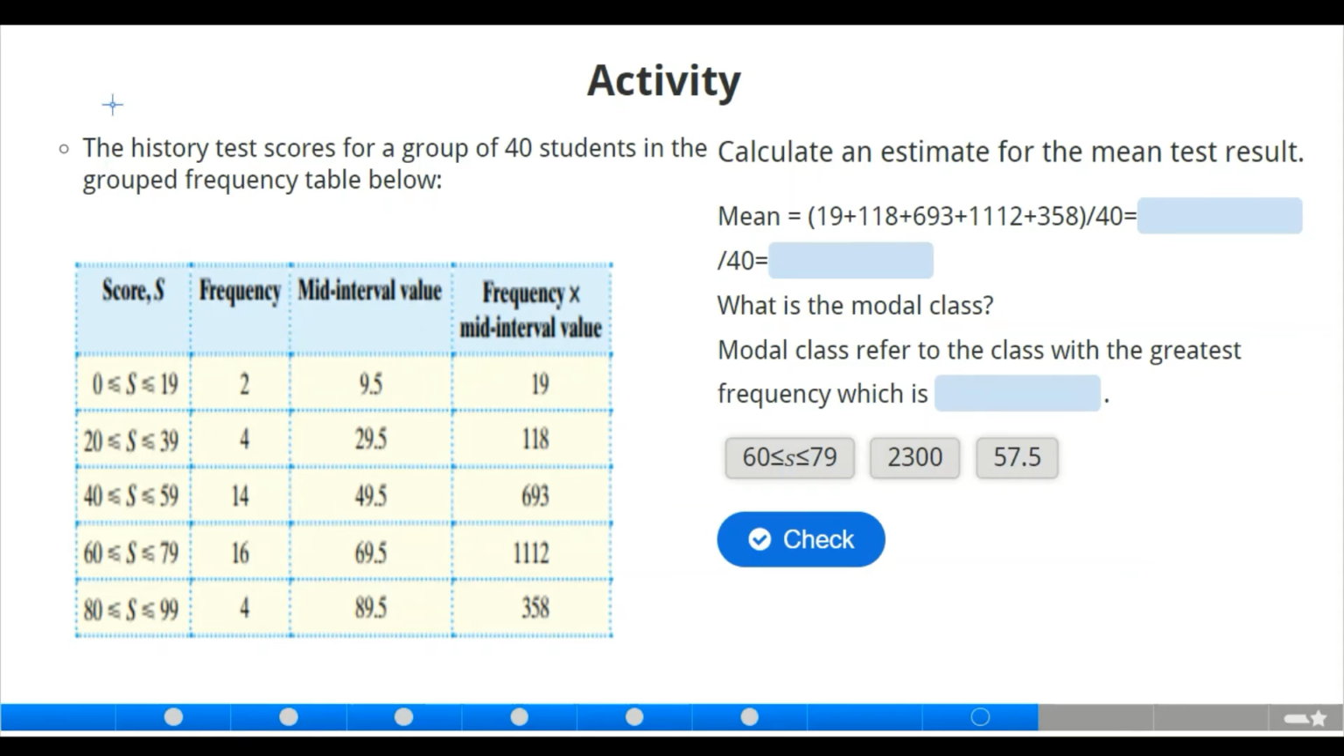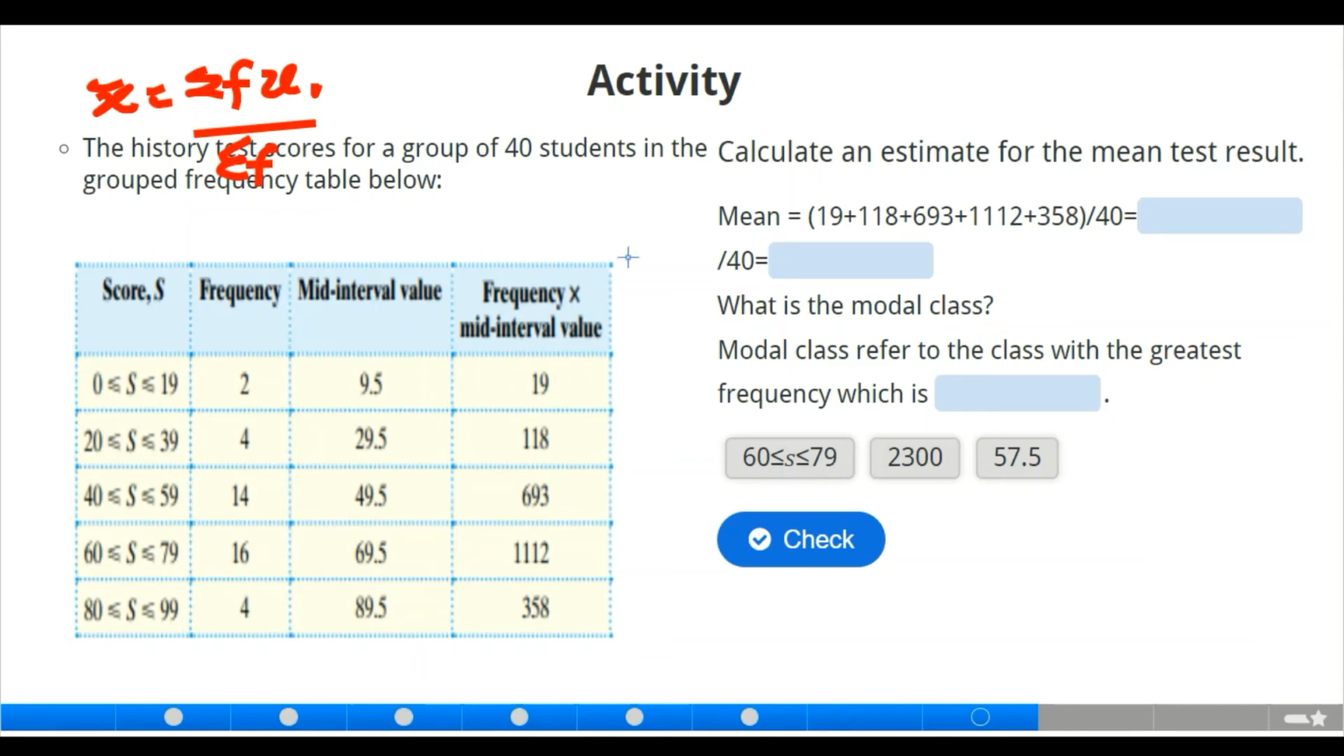Okay, so basically when you are finding the mean of grouped data, we can indicate it as x bar. Then the calculation is summation of f x divided by summation of f. That is the addition of the frequency multiplied by the mid interval value, then divided by the total number of the frequency. So for here, let's see how we get this.